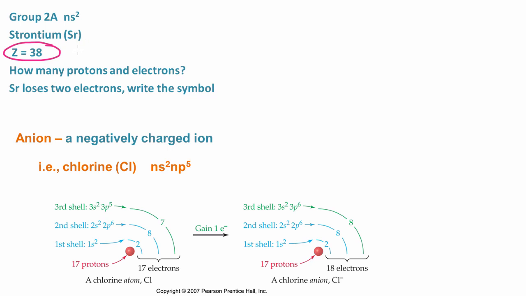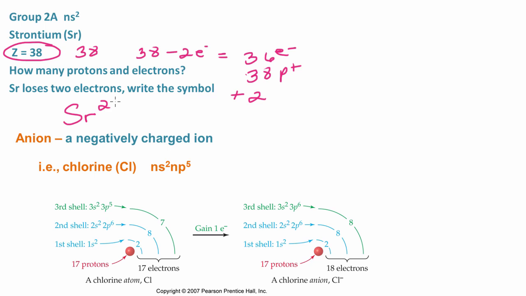For example, let's take a look at strontium with Z equal to 38. How many protons? Well, 38. How many electrons in that neutral strontium atom? 38. It turns out that strontium, which, by the way, is in group 2A, loses 2 electrons. Let's write the symbol for that. When strontium loses 2 electrons, there are 36 electrons left, but we still have 38 protons. That means we have a net charge of positive 2. So we would write the symbol for strontium like so.